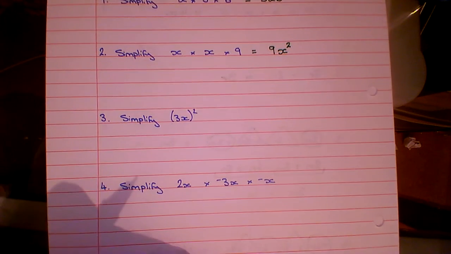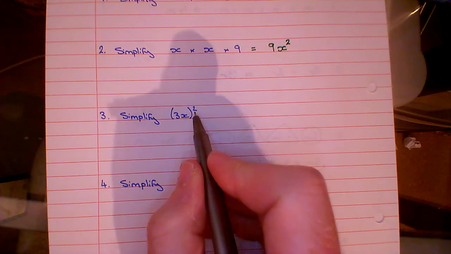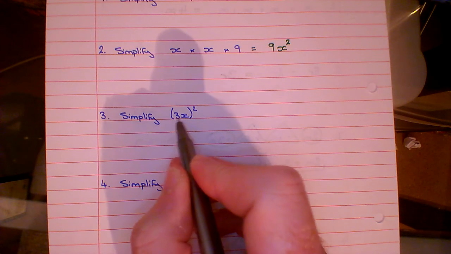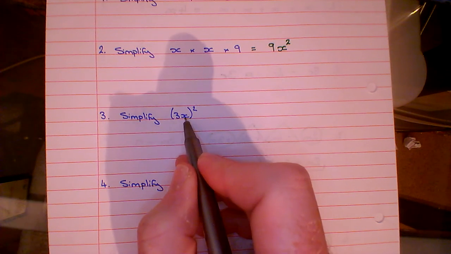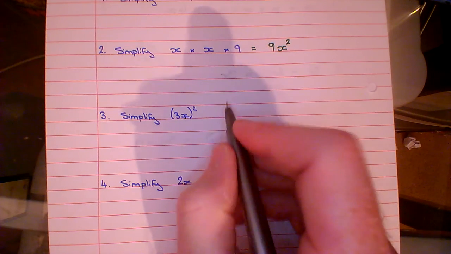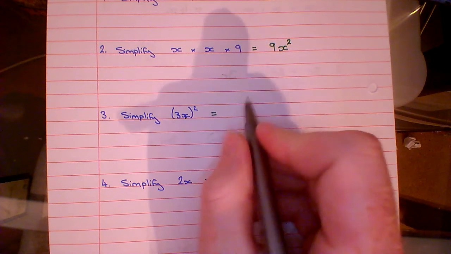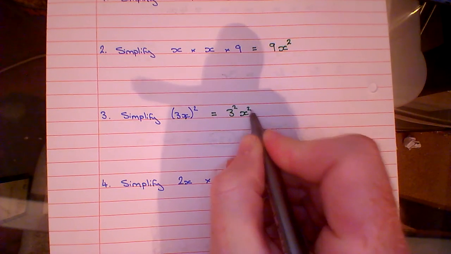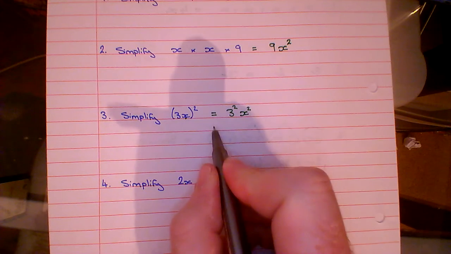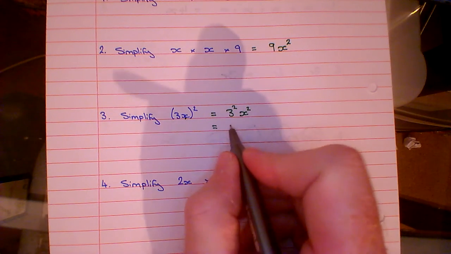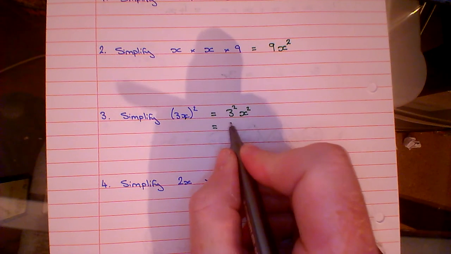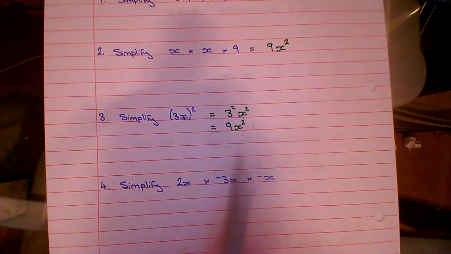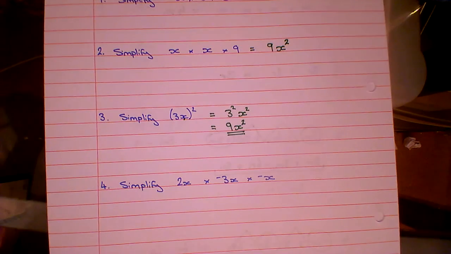Okay, number 3, slightly different this time. We've got brackets. Okay, I've got squared on the outside, so I've got to square everything that's inside that bracket. So I've got to square the 3 and I've got to square the x. So if I'm going to simplify it, okay, it's going to be 3 squared and x squared, because I've got to simplify both. Well, simplify it still. What can I get rid of? I can get rid of the squared here. So that's 9x squared. Okay, and that would be my final answer, and it would be simplified.